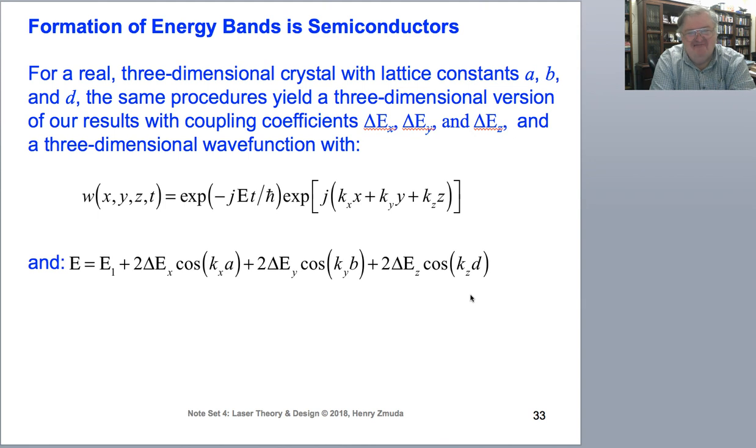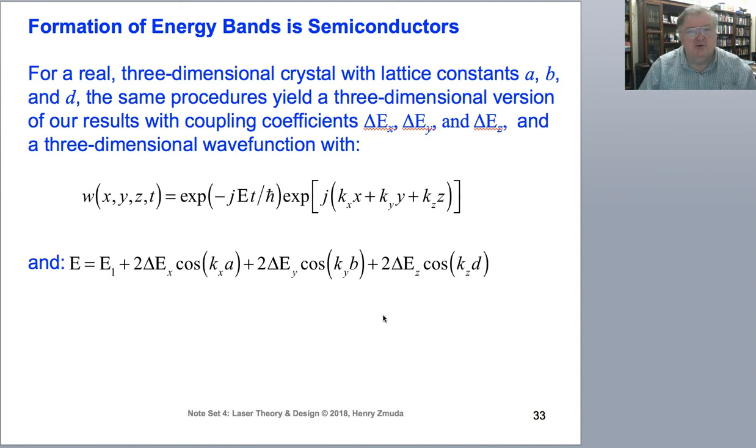It's okay, right? For real three-dimensional crystals with lattice constants, not just A, but now A, B, and D. They don't have to be the same in the three directions, right? The spacing, for example, along the x direction could be A, half an angstrom or something. It could be a different number B along the y direction and yet a different number D along the z direction.